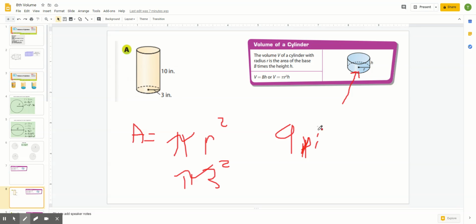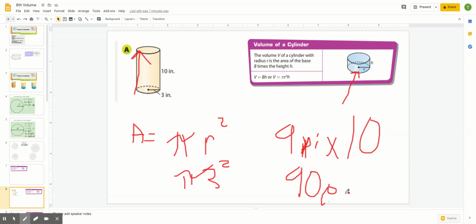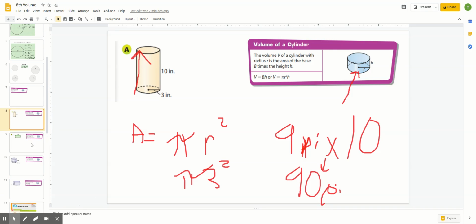And now I'm going to times it by the height of my shape because it's a number of floors going up, layers going up, all right? So my answer would be 90 pi. I can multiply out 3.14 times 90 if I would like, but I want you guys to understand where that's coming from today. All right, so that's the first part, is understanding using the radius.